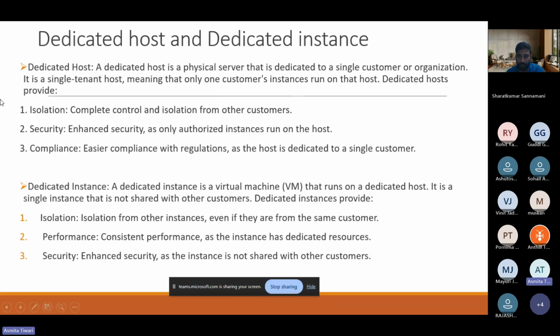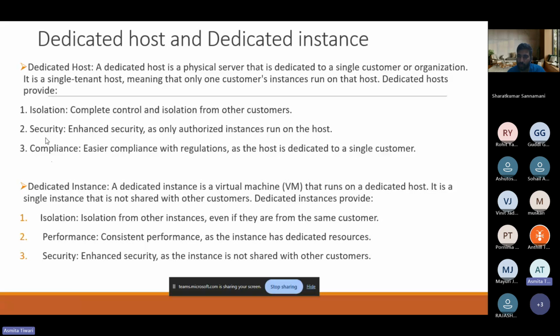Dedicated host provides isolation, security, and compliance. Isolation means you have full control over the server and no one else can use it. Security means only your data and applications are on the server, which makes it more secure. Compliance means it eases rules and regulations because the server is exclusively yours.